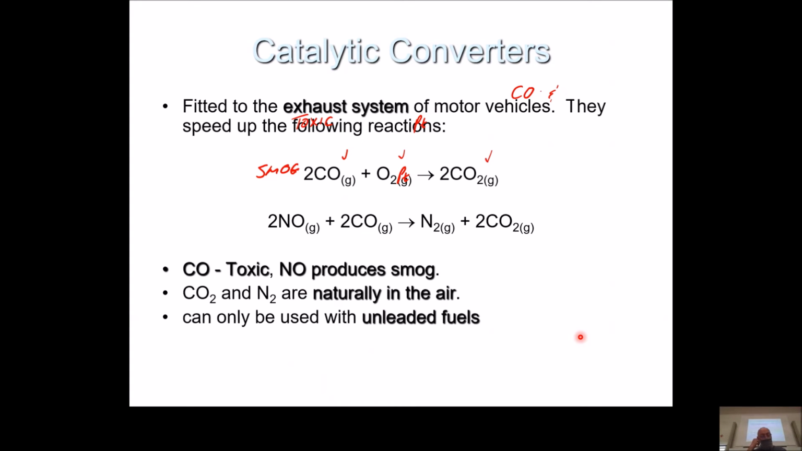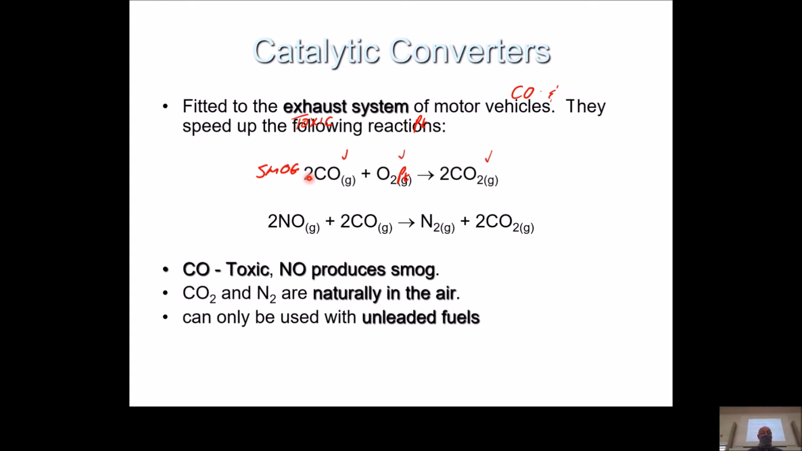This one, I've put it in just because it's internationally important. It's not important in South Africa because we don't have catalytic converters, but we should. Catalytic converters are a big thing overseas. Why? Because they clean up the exhaust system. The exhaust systems produce carbon monoxide as well as carbon dioxide. And carbon monoxide is a lot more of a problem than carbon dioxide because carbon monoxide is toxic.